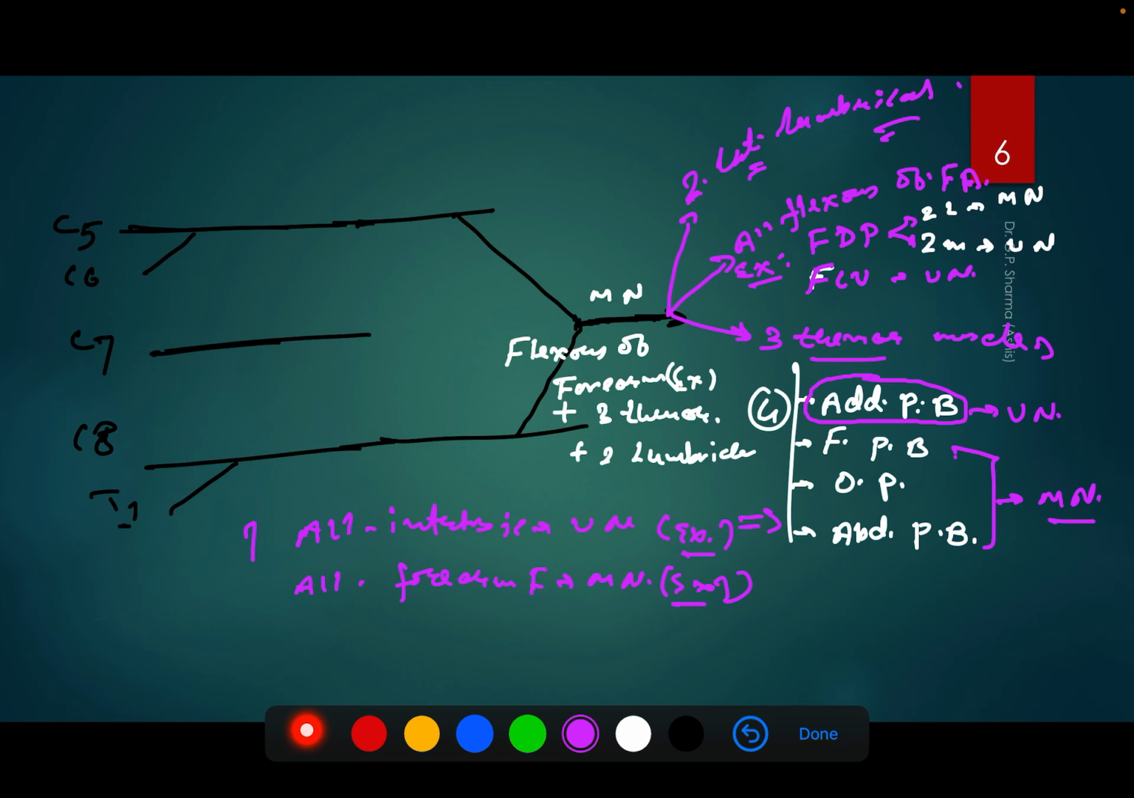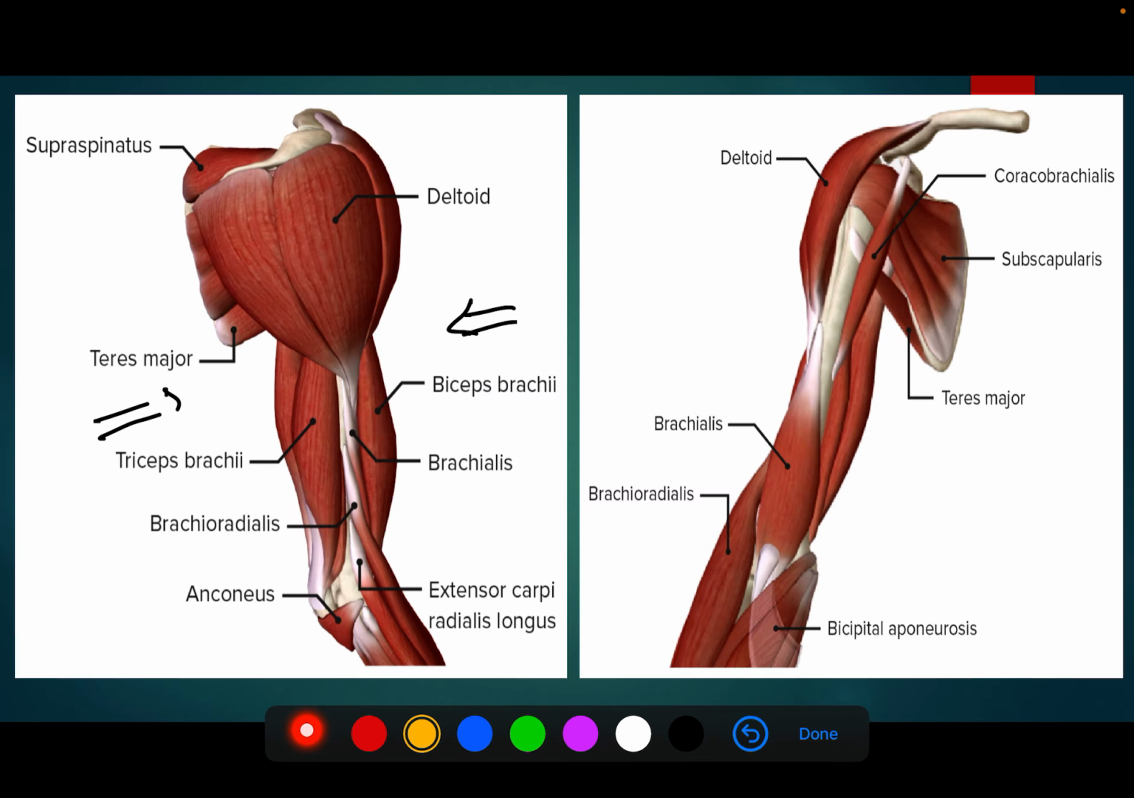And here I want to add one more point, like flexor pollicis brevis. It is supplied by the median nerve, but flexor pollicis brevis has 2 heads, 1 superficial head and 1 deep head. The deep head is supplied by the ulnar nerve, and the superficial head is supplied by the median nerve. So please remember this exception as a question in the exam, right? So we finish all the muscles supplied by the branches of the brachial plexus.